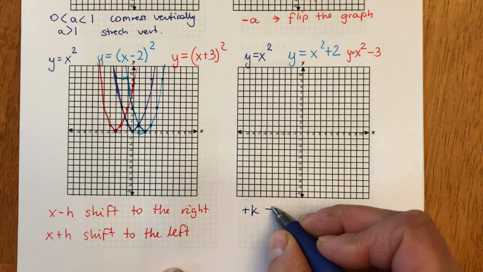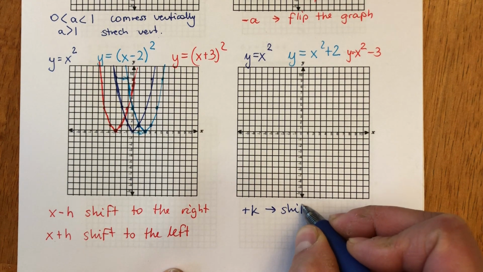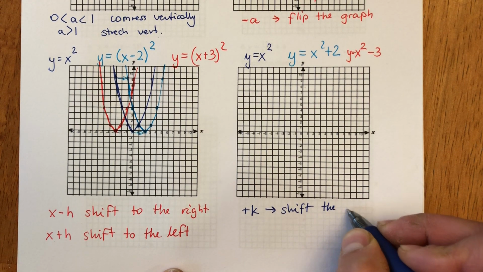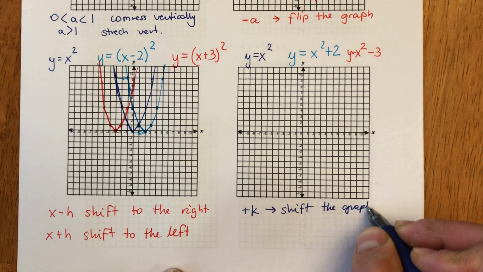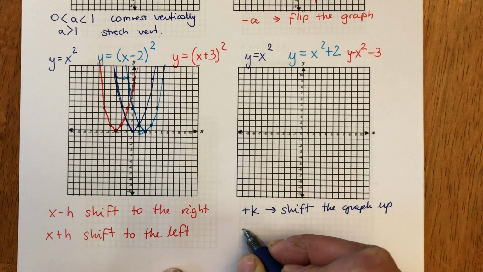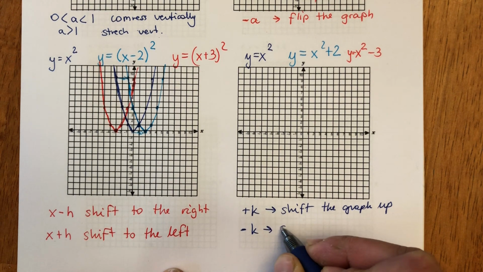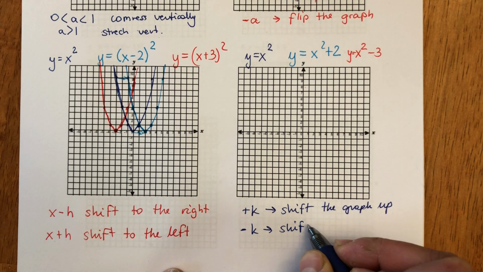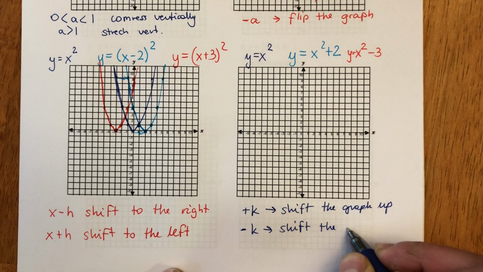So if we are adding k, we are going to shift the graph up. If we are subtracting k, we are going to shift the graph down.